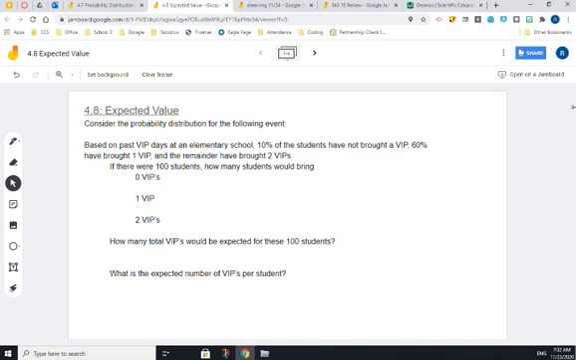So here's an example. Let's go ahead and make a probability distribution out of this. If you haven't read through this, pause the video first, and then we will do that.